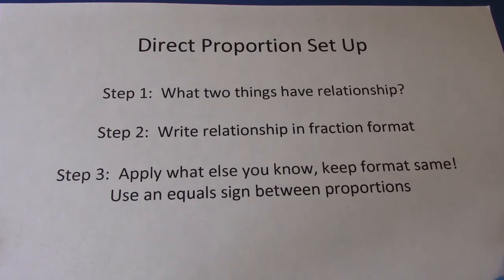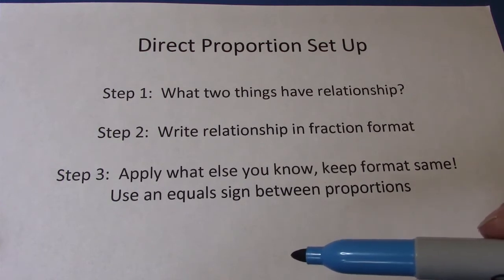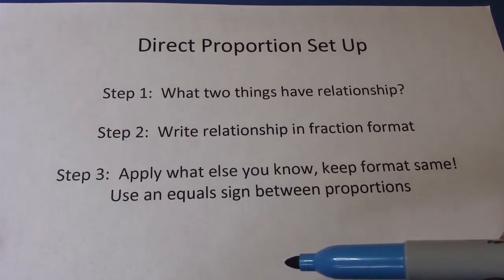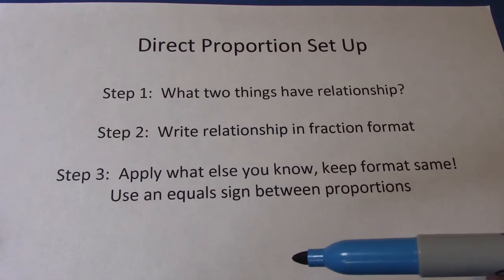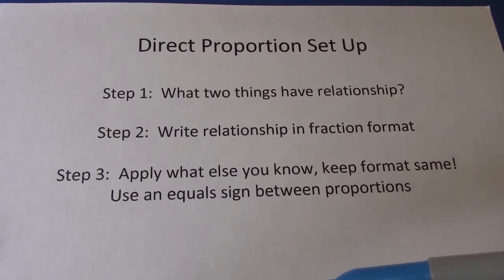So we'll talk about setting up direct proportions. Again, a direct proportion is an equation where both sides have equal ratios. The first step is to determine what two things have a relationship. In our example, it's going to be the number of children and teachers. Other examples could be things like miles per hour, dollars per gallon, wages per hour, calories per serving, or even students per classroom.